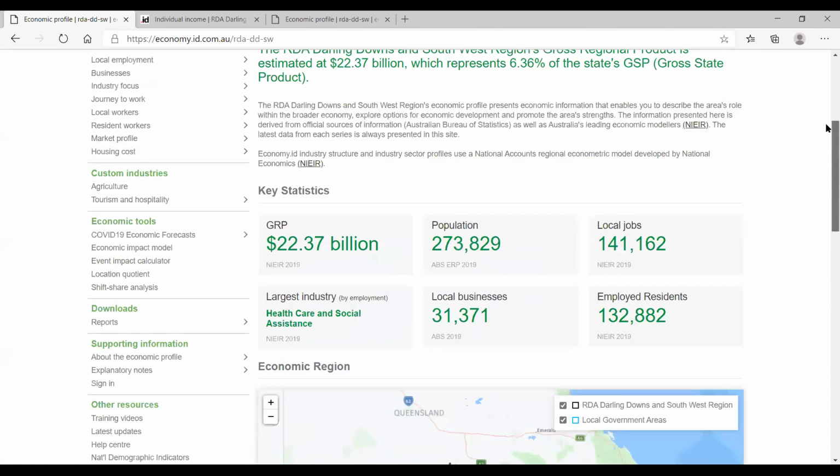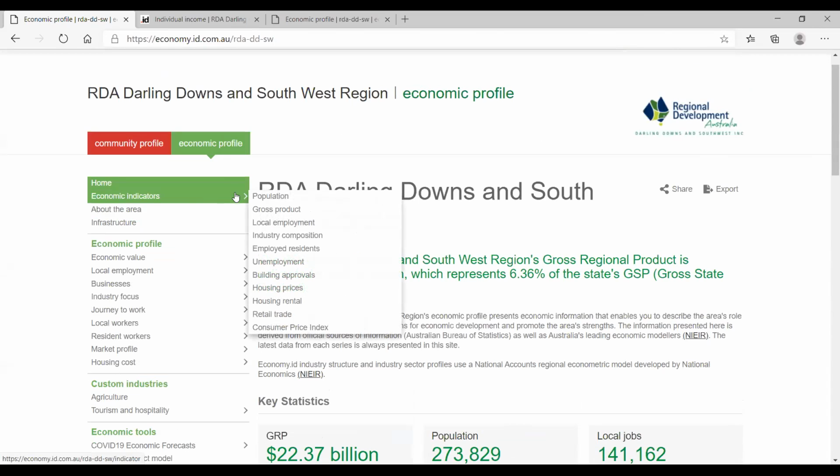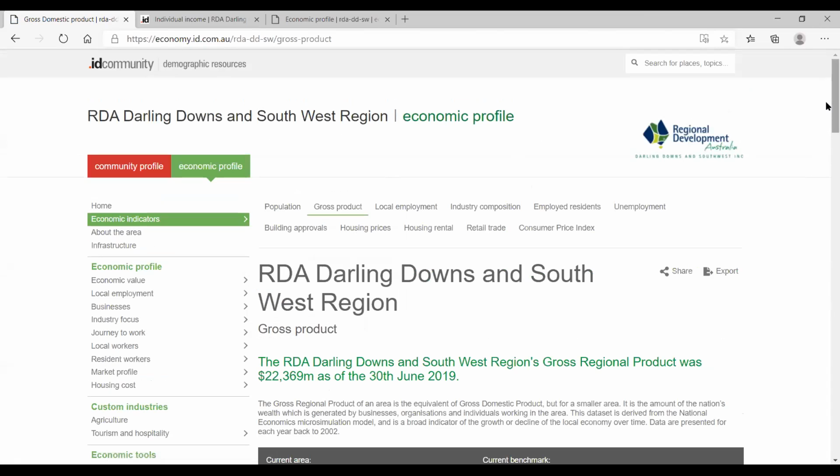So I'm going to come up here, and the first place I'm going to go to is economic indicators, and I'm going to go to gross product because I want to know how my economy is performing.